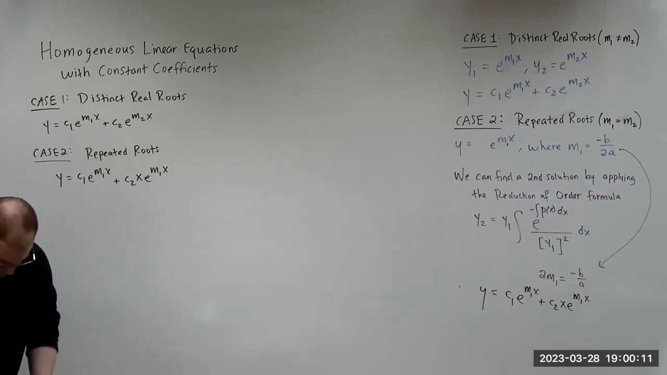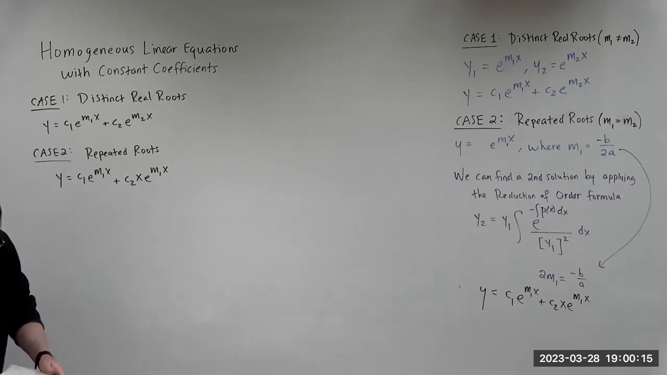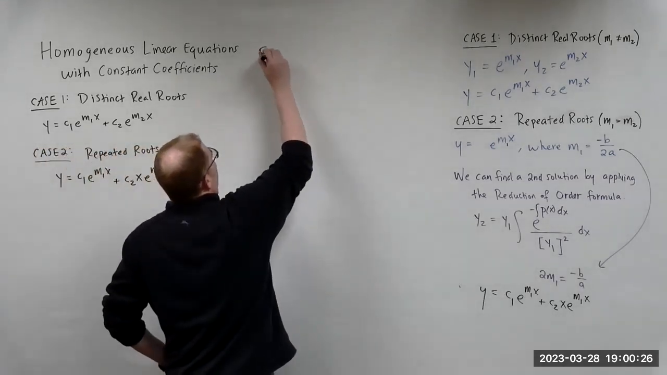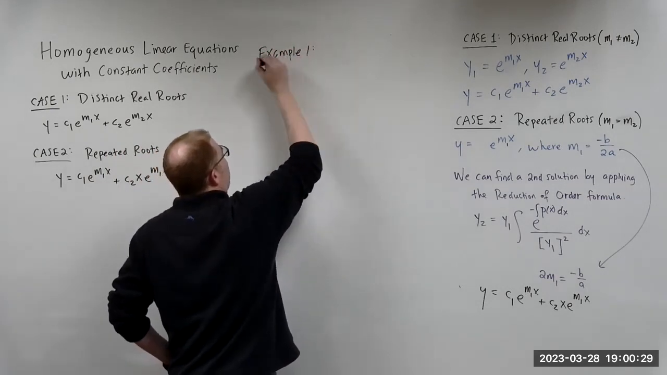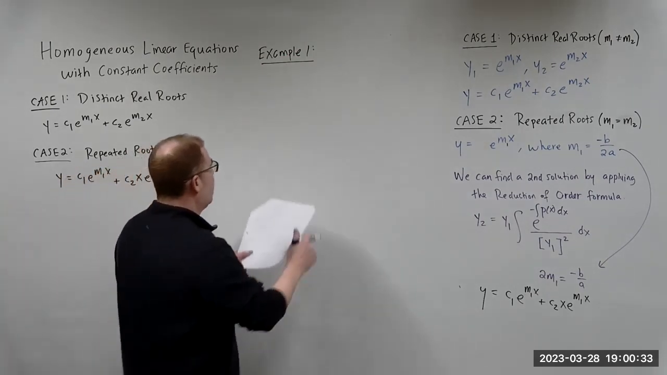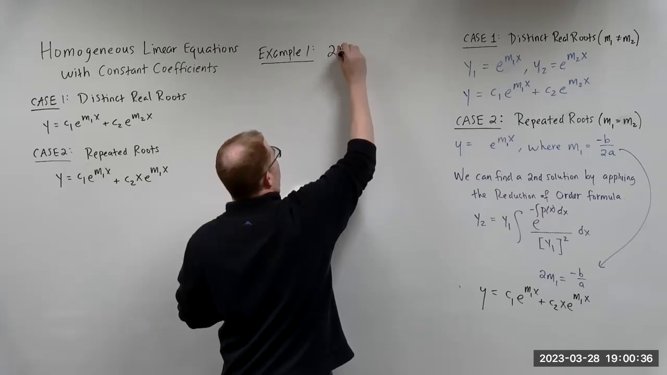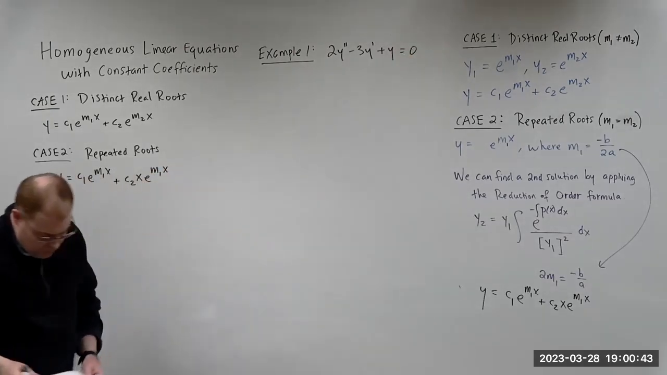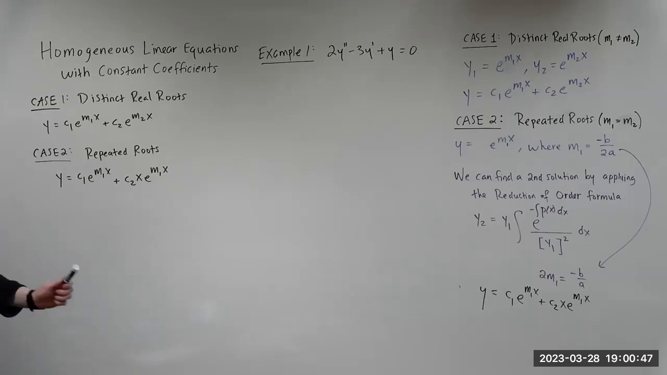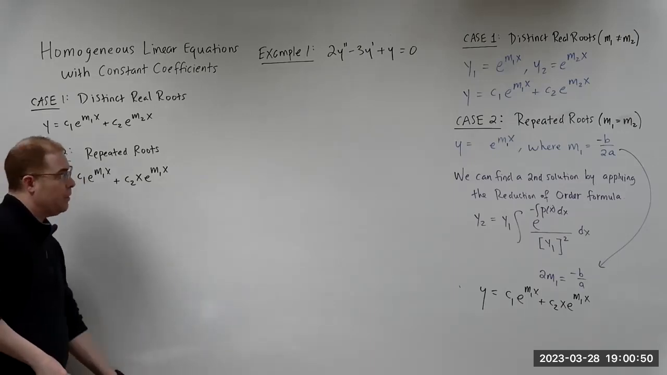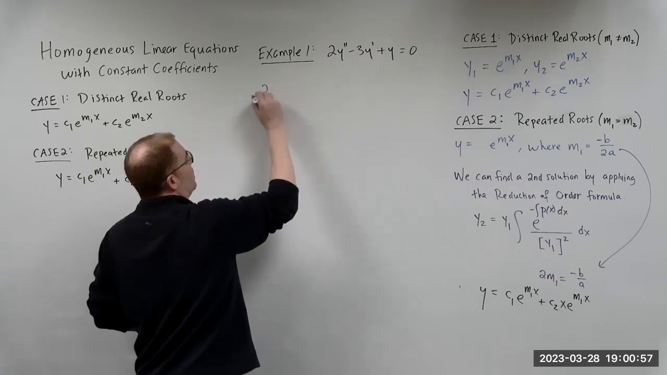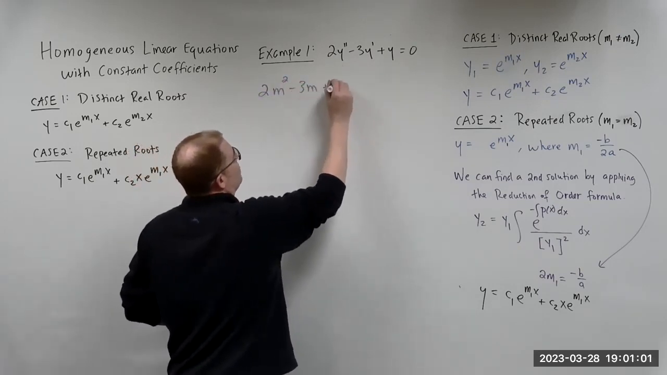Okay, so let's say we want to solve this second order linear homogeneous differential equation. First, we have to formulate our characteristic equation. So that's just going to be, remember, this will be m squared. So we end up getting 2 times m squared minus 3m plus 1.